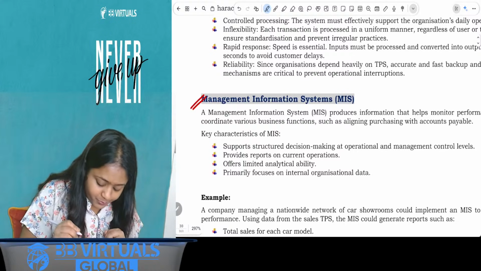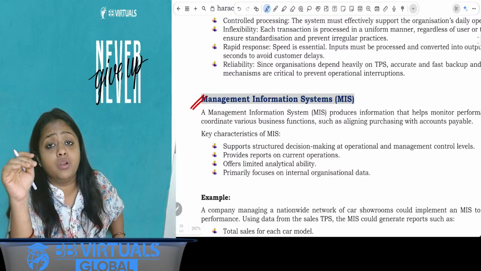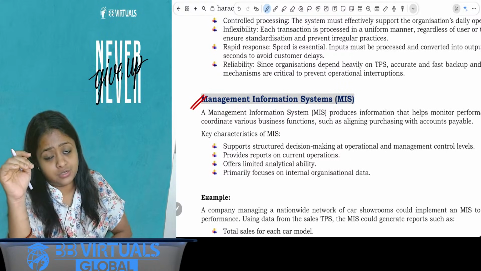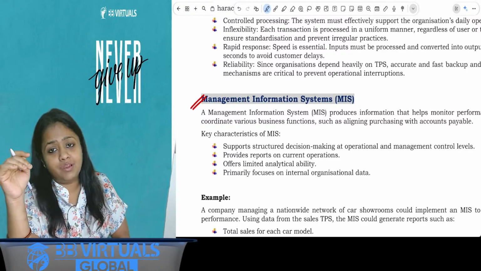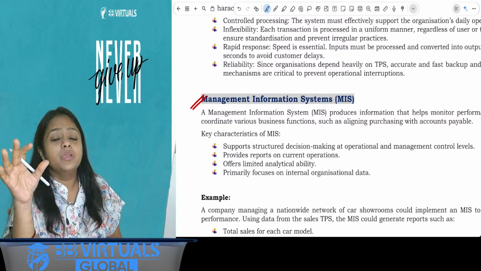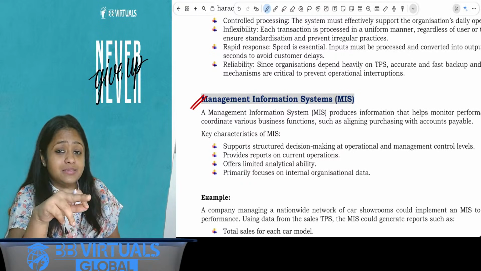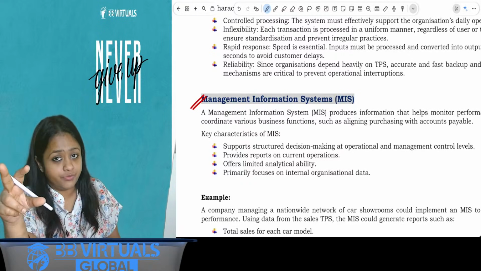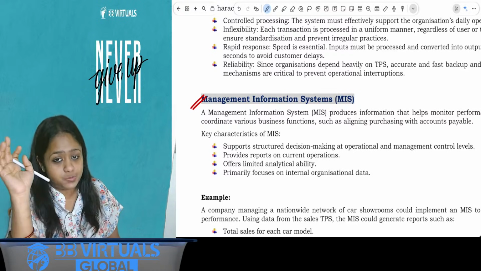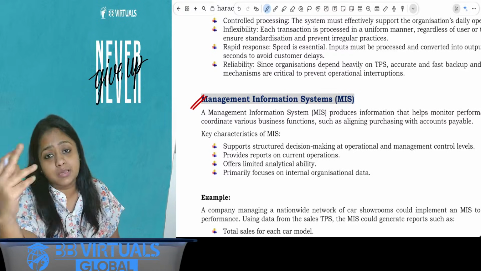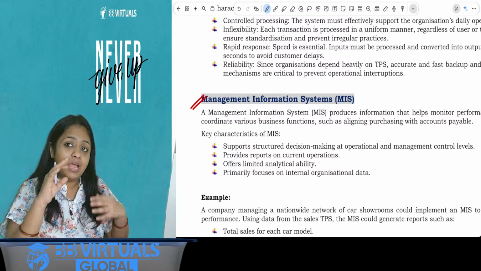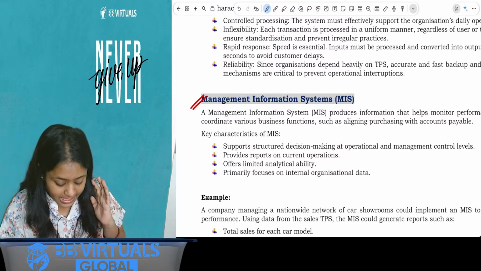MIS, Management Information System, is just a way to monitor the performance of the organization. See here, effectively, the middle level is involved here, not the operational level. TPS, Transaction Processing System, is operational level work. MIS is middle management level work where you prepare reports and submit to the management so that they will have a bird's eye view of what is happening in the entity.